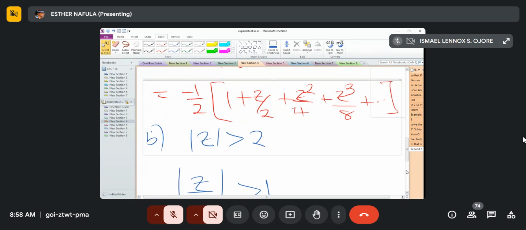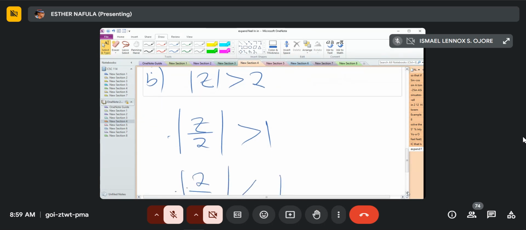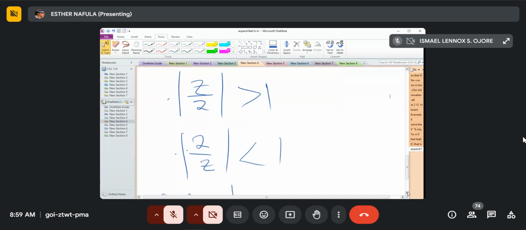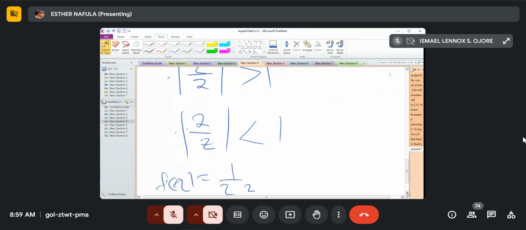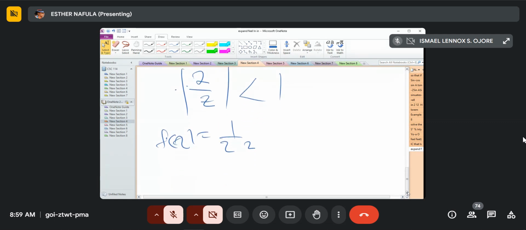So for the second part, we are given mod z greater than 2. We need mod z less than 1. So you first make the right side a 1. To arrive at that, you divide through by 2. If you do that, you have modulus of z over 2 is greater than 1, but we need less than 1. So to get the inequality symbol to change, you simply reciprocate the left side. So if you have modulus of 2 over z, then the inequality will change from greater than to less than 1. So once you have these, you now go back to your function f of z.